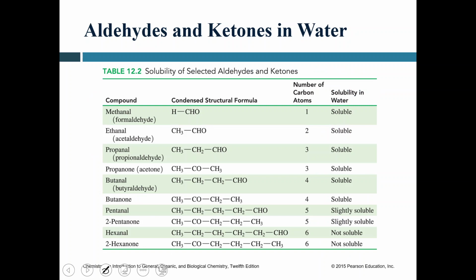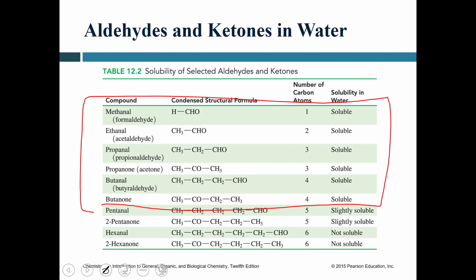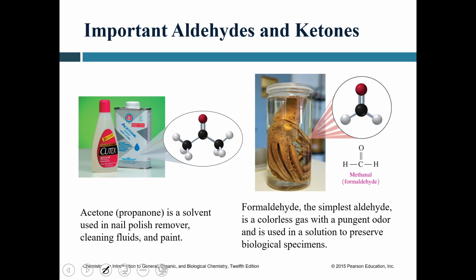So this illustrates solubility. Basically butanone and butanol are soluble, and then the solubility decreases from the 5 carbons and farther. They're very useful. Acetone or propanone is a very popular solvent, used in paint and nail polish remover. Formaldehyde is a gas, and its water solution is used to preserve various biological specimens.